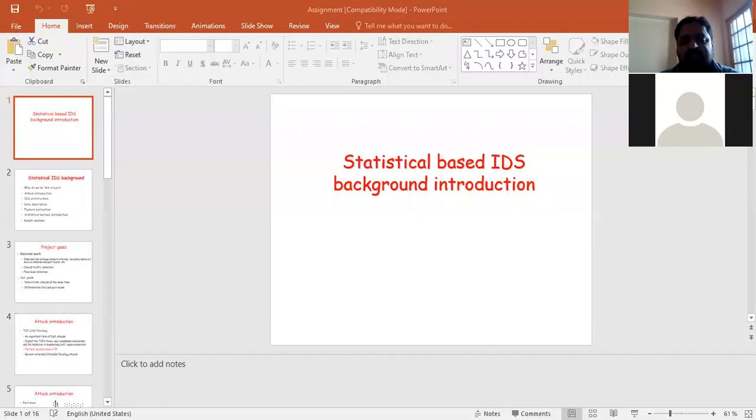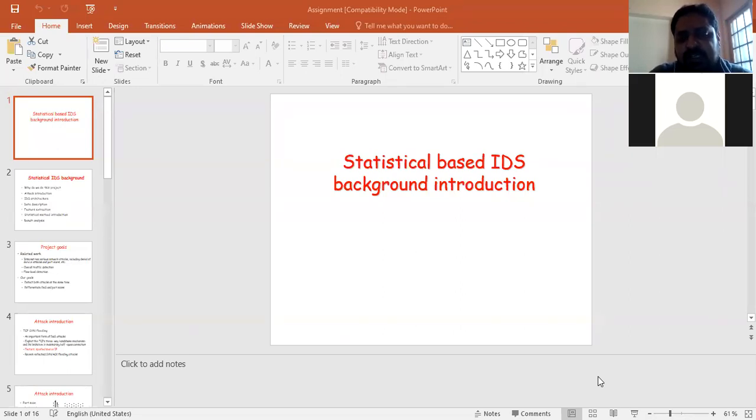So we will discuss different intrusion detection methods in this lecture, and I will also tell you about the assignment, which is worth 40 marks and is based on intrusion detection systems. Before discussing the assignment, I will discuss other methods which can be applied for intrusion detection systems.